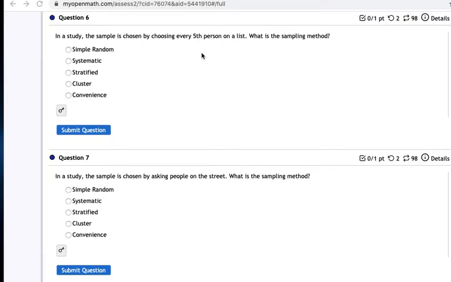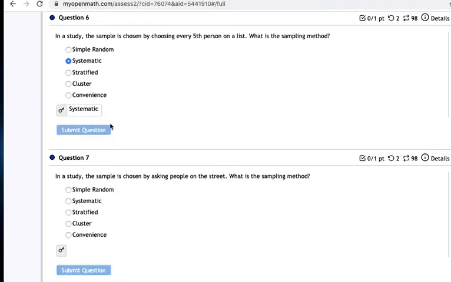When I was in gym class, we used to count off by fours or something, and you'd go 1, 2, 3, 4. So whatever number you were on, that team. That's how I think of it. So in this study, they chose every fifth person on a list. What kind of sampling method is that? That one is called systematic, I believe. So when you're doing every fifth person, it's systematic. And I believe that's correct.